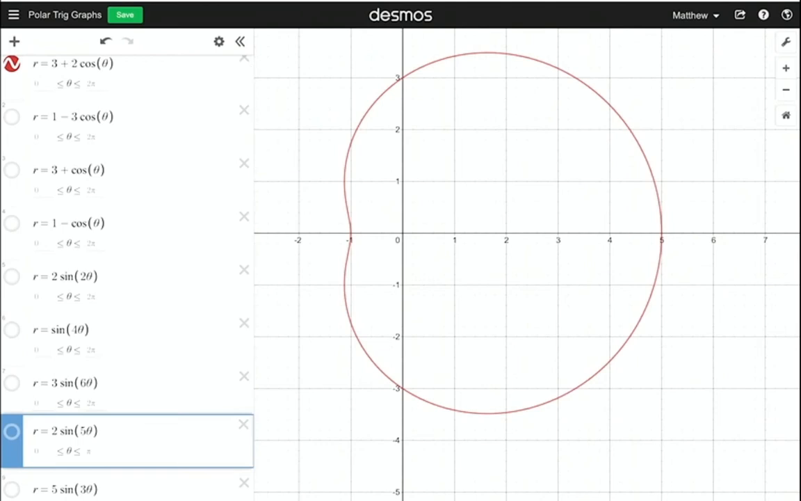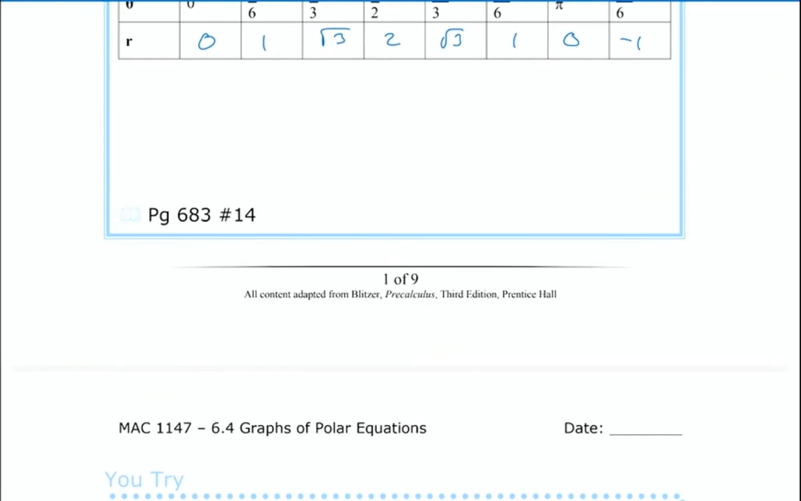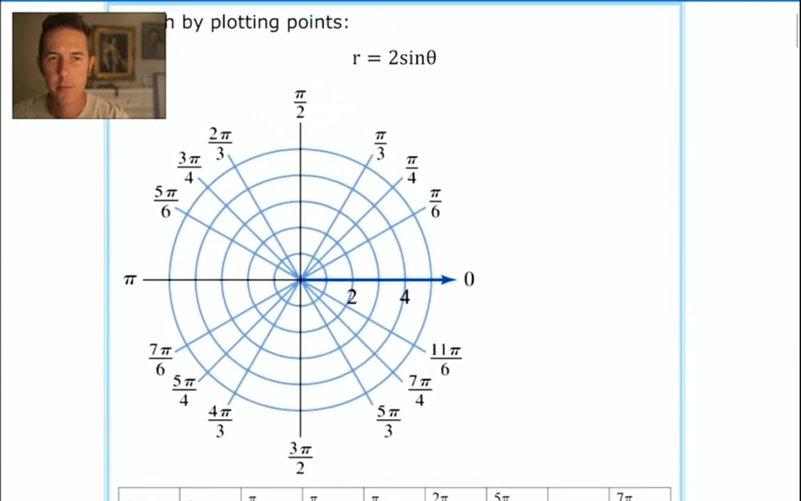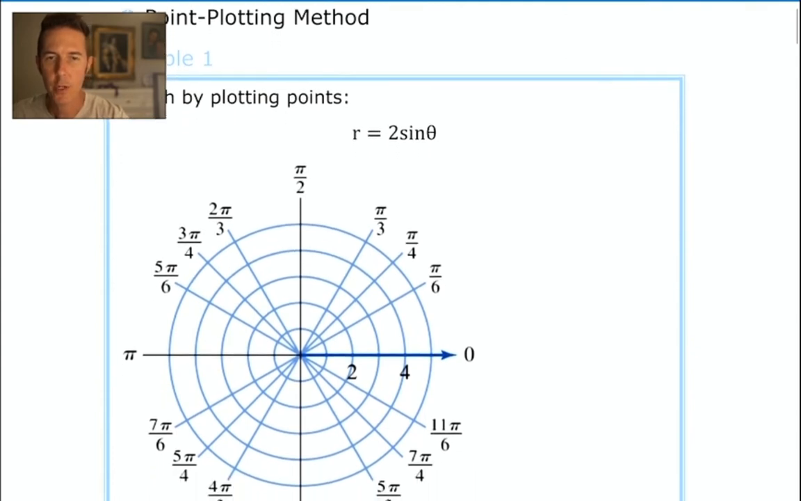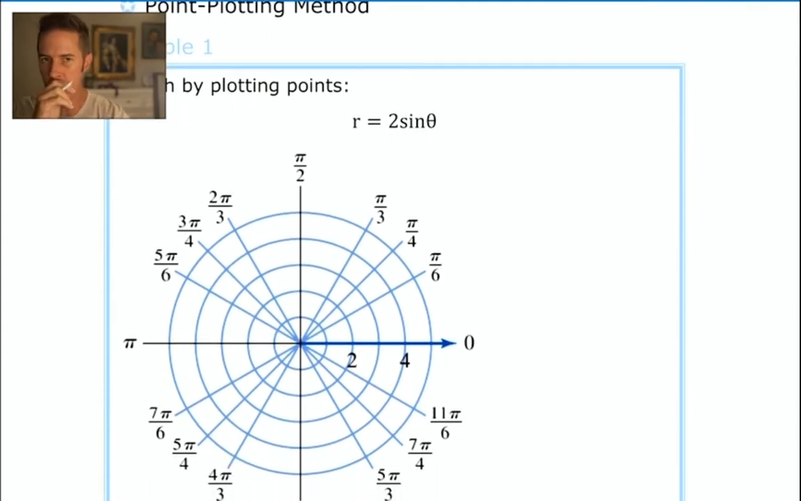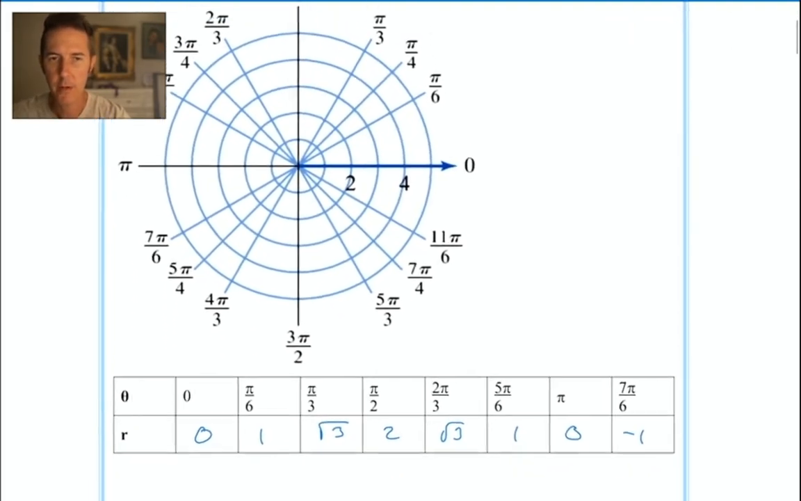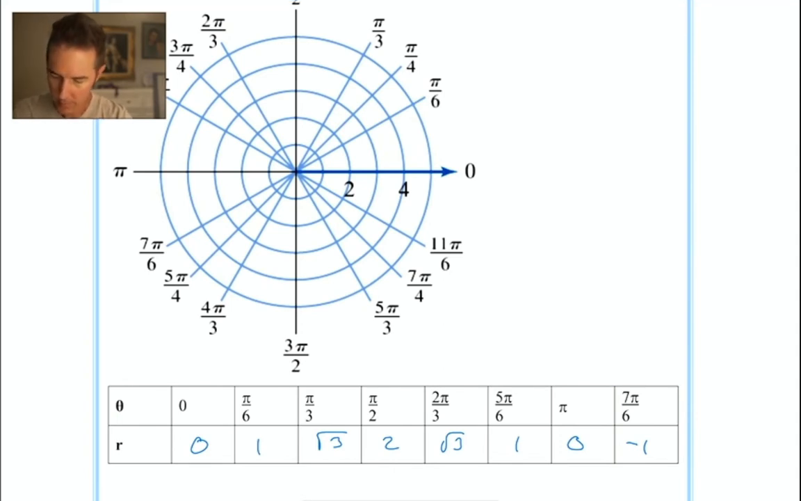Okay, anyway, now that they're totally out of order, let's go back into the notes and start out by taking some notes. There we are. So here's our first equation that we're going to graph. R equals 2 sine theta. And there's a table down here that I have already filled in with some R values. I would like to take these coordinates and plot some points.